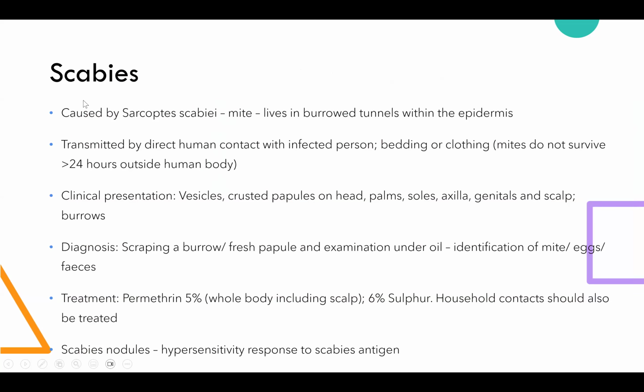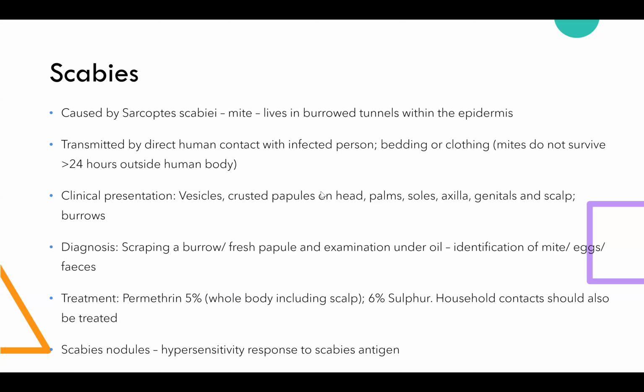So now scabies. We have seen viral infection and bacterial infection. So we'll be seeing parasitic infection and subsequently fungal infection. Scabies is caused by Sarcoptes scabiei. It is a mite living in burrowed tunnels within the epidermis. It causes intense itching, and it is transmitted by direct human contact with an infected person. Mites do not survive greater than 24 hours outside the human body.